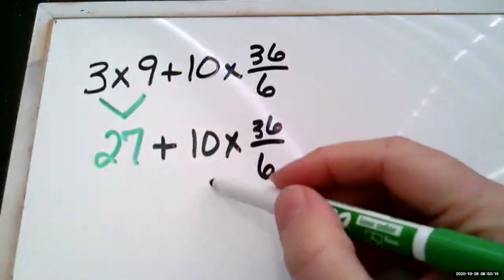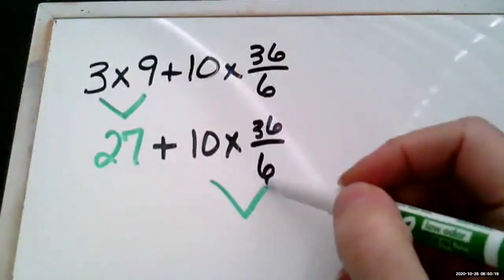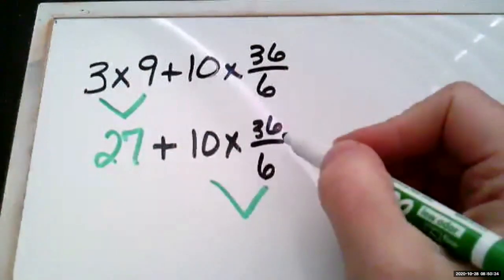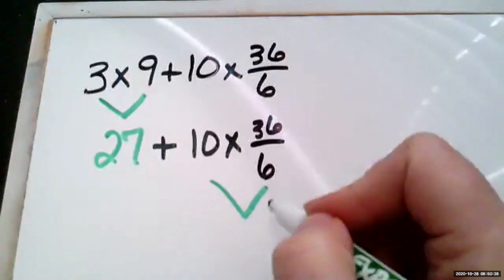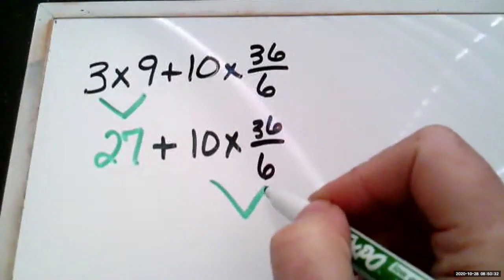Multiplication is still next, but how do you multiply 10 times 36 over 6? Well, as we learned in fractions, 36 over 6 equals something. What is 36 over 6?